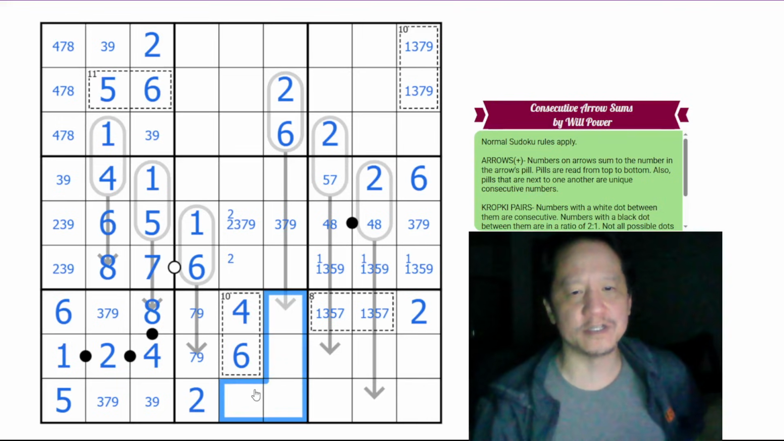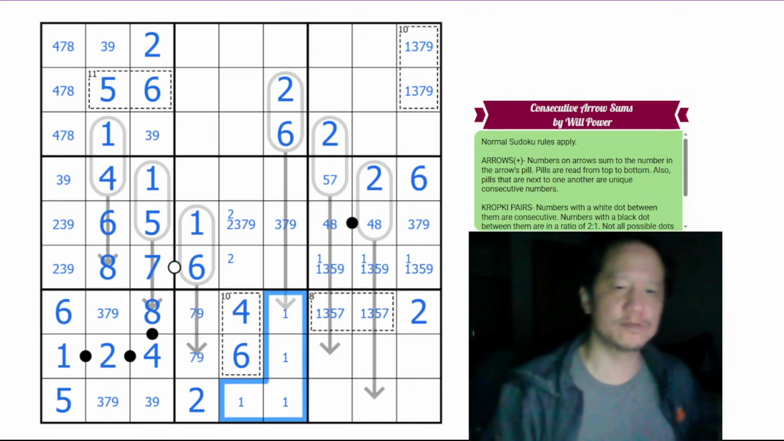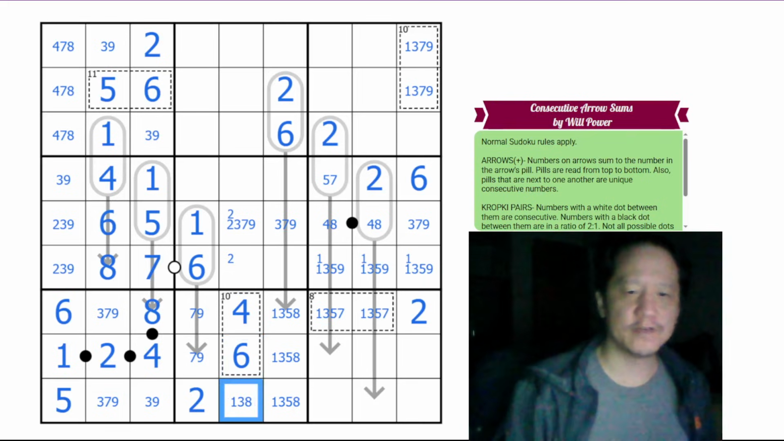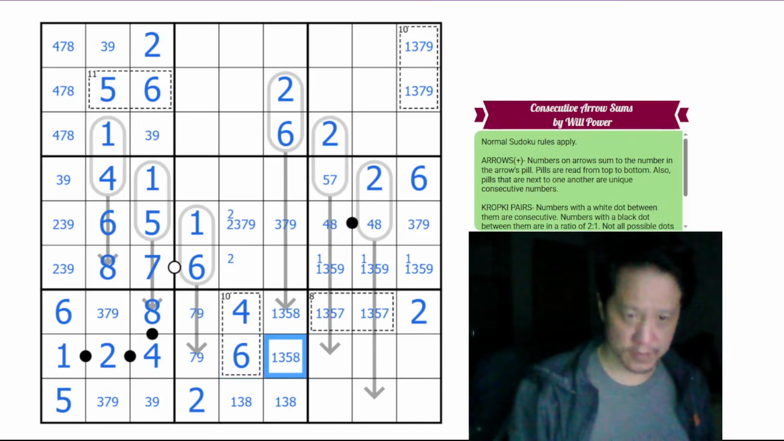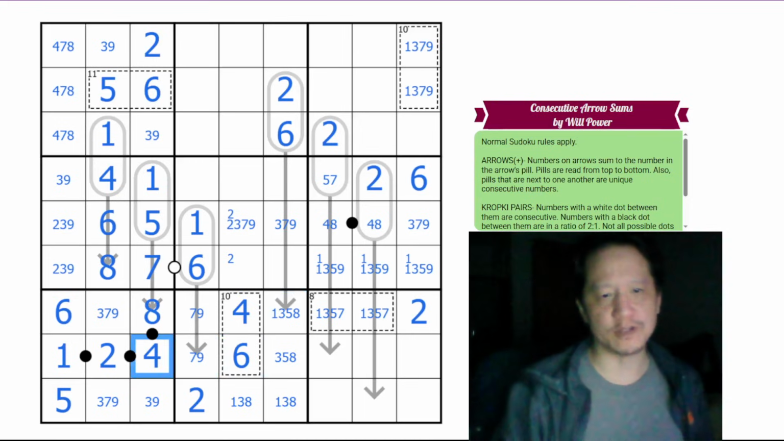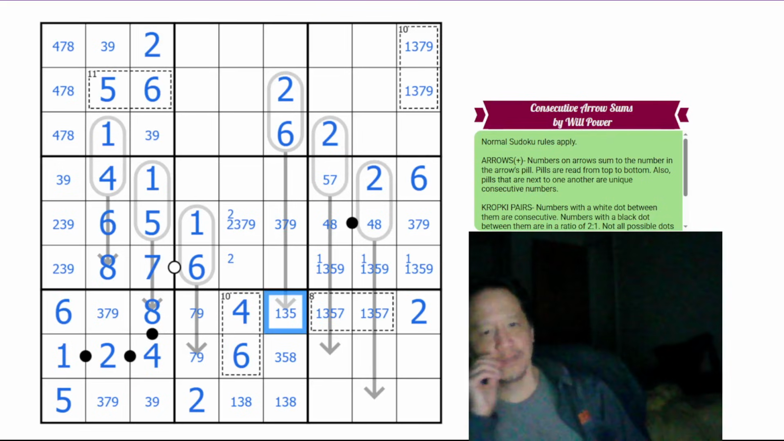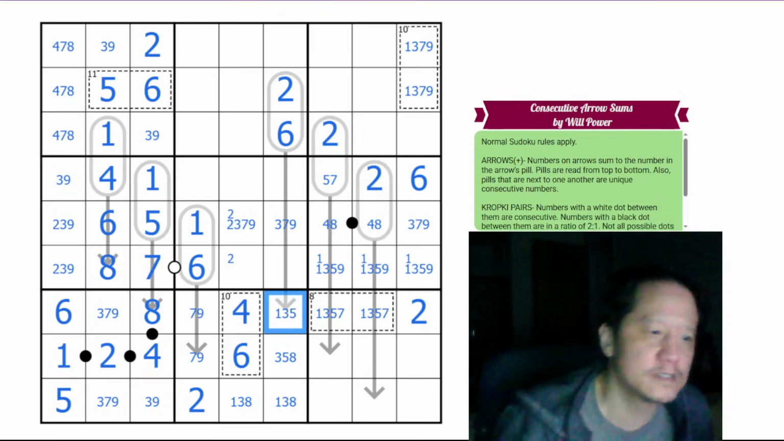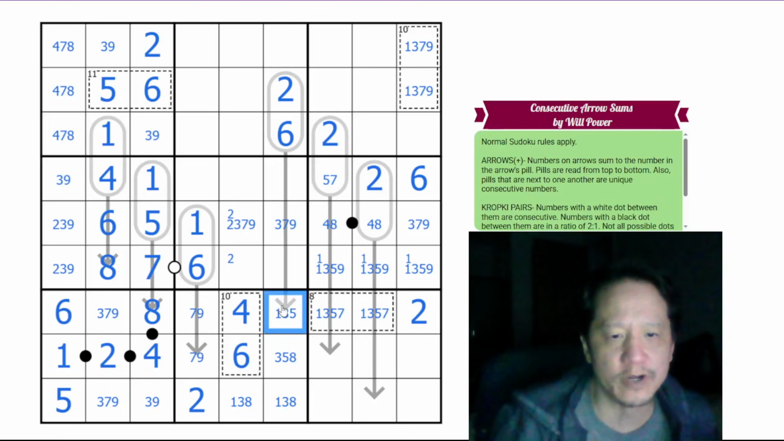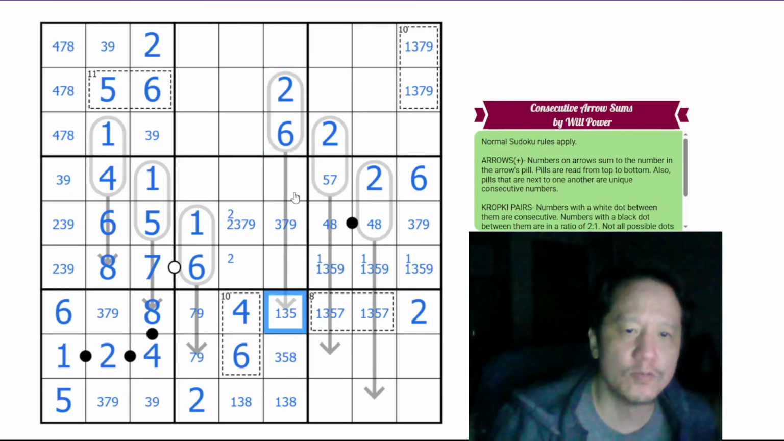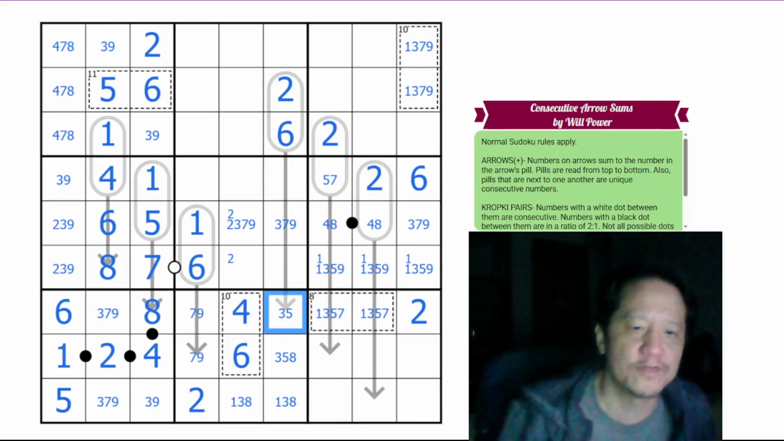What are the remaining digits in this lower central box? 1, 3, 5, 8. 5 cannot be either of these. This can't be 1 because of 1 in the row, and this can't be 8 because of 8 in the row. So 26 can never have a 1, because 1, 7, 8, and 9 only add up to 25 at most. So this has to be 3 or 5.